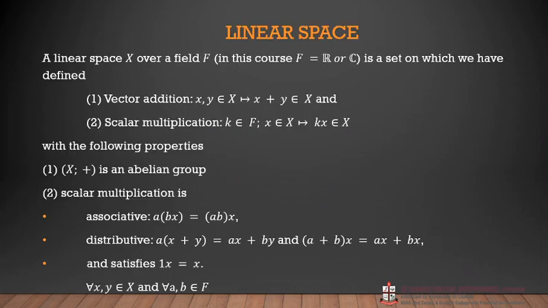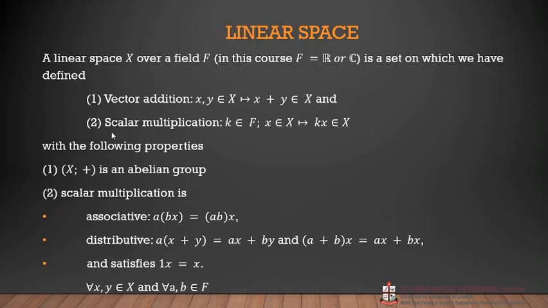Now, what is meant by a linear space? A linear space X over a field F, usually we will take the field of real numbers or complex numbers, is a set on which we have two operations. The first operation is known as vector addition, which is a mapping from X cross X to X itself. That means for every pair x and y in capital X, we have an element x plus y in capital X.